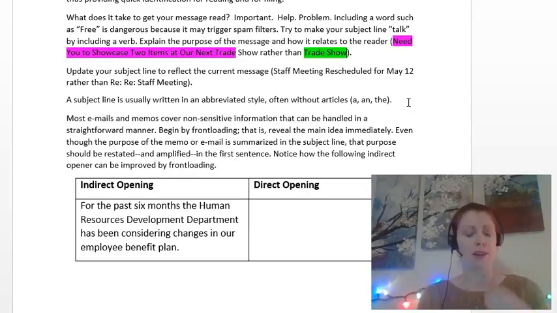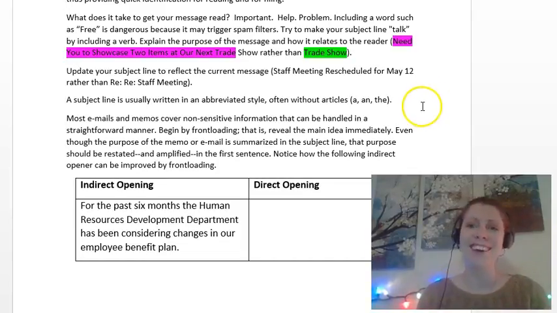It doesn't have to be a complete sentence, and it doesn't have to end in a period. Go, subjects, go!